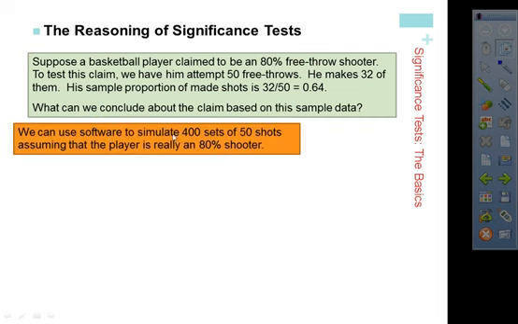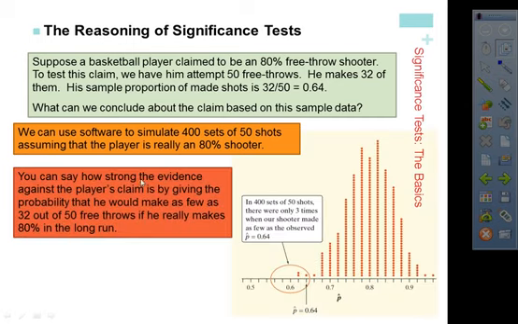We can use software to simulate 400 sets of 50 shots. So they're going to let him take 50 shots 400 different times, and then they're going to plot it, assuming the player is really an 80% shooter. We can say how strong the evidence against the player's claim is by giving the probability that he would make as few as 32 out of 50 free throws if he really makes 80% in the long run. Here is the distribution. In 400 sets of 50 shots, there are really only 3 times when the shooter made as few as the observed 0.64 or less.